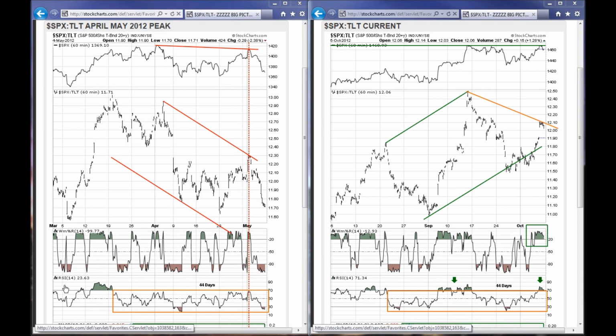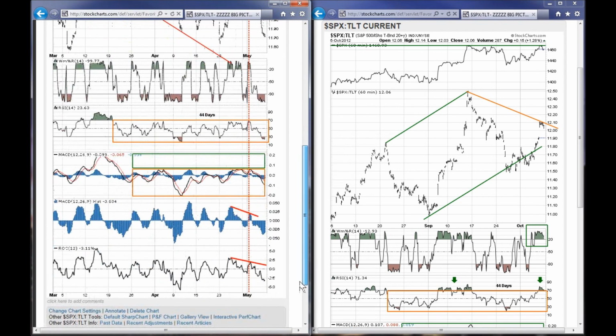RSI for the ratio. If you go back 44 days in this box, you can see we basically stayed in a box that went from, let's say, -8 on RSI, never made it above 70 looking back 44 days. If we look back 44 days now, the conviction on the bullish end of the spectrum is much, much better than it was here during the peaking process.